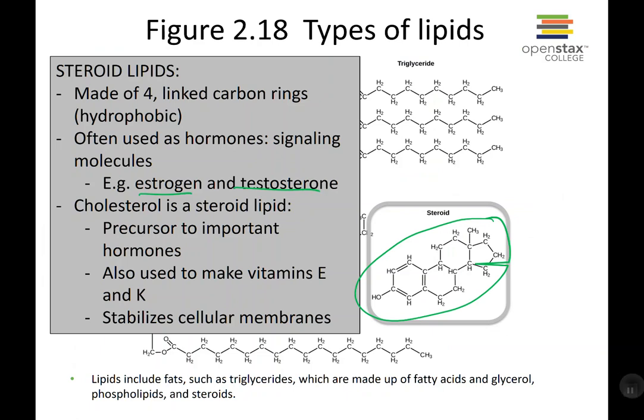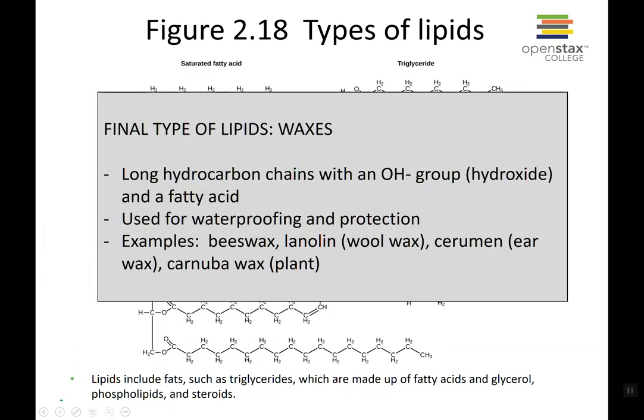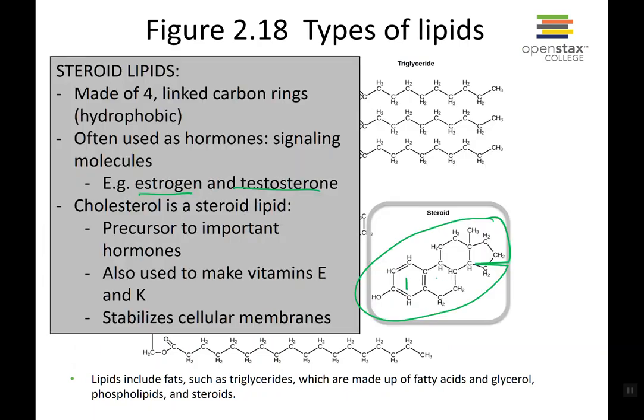So these are actually arranged into rings rather than chains. And specifically, steroid lipids always have 1, 2, 3, 4 rings. And if you were to count the carbons, there would be 17 of them. So that's kind of the rule for steroids. The parent steroid is cholesterol, which is what this is.